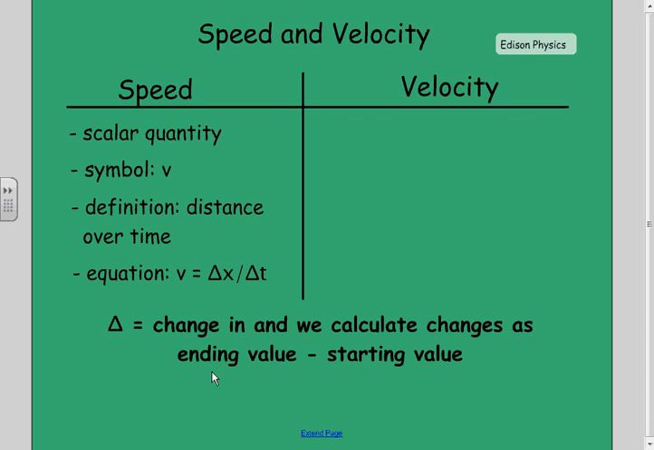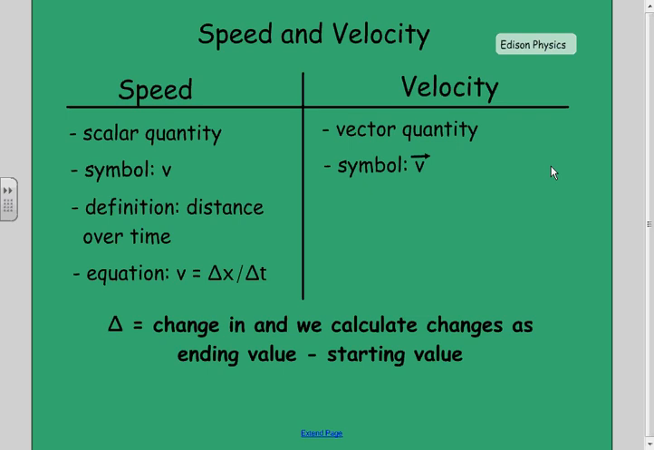All right, so velocity. Velocity is different. It has to be. It's a different thing. So if speed is a scalar, velocity is a vector. The symbol for speed was v. I said the symbol for velocity was v. So how do we show that it's a vector? We use arrows to define vectors, so we draw an arrow over the v for velocity, and that's how you tell the difference. A v without an arrow means speed. A v with an arrow means velocity.